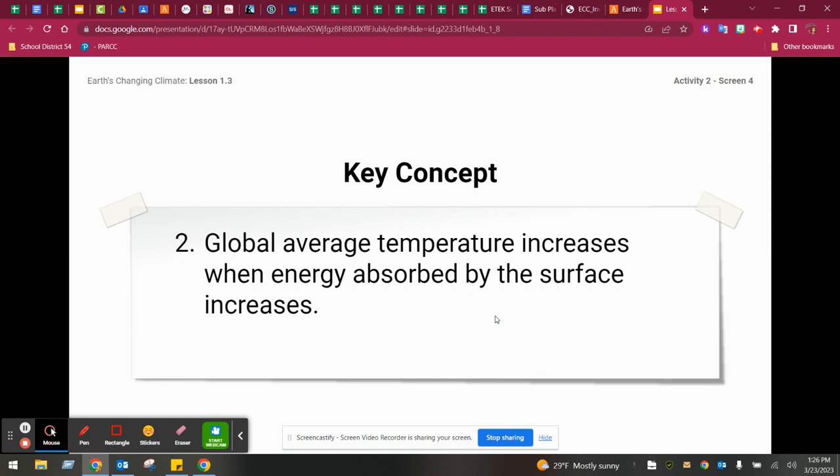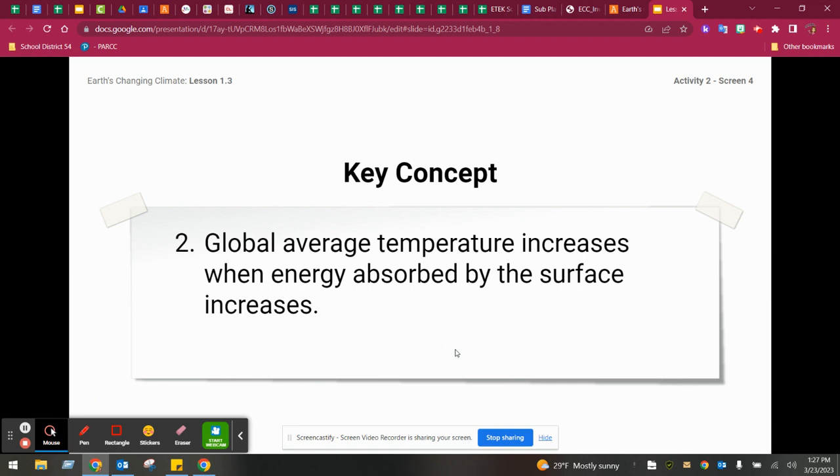Our key concept that you should have gotten from yesterday was that if the global average temperature increases, then we know energy was absorbed by the surface. So you should have seen that the earth itself was starting to glow, which meant that energy was being absorbed by the surface itself. And then as a direct result, you would have seen those temperatures increasing. Go ahead and pause the video here so that students can get this key concept written down in your books. This should be going on page 2, box 2. Please excuse us. Okay, great.